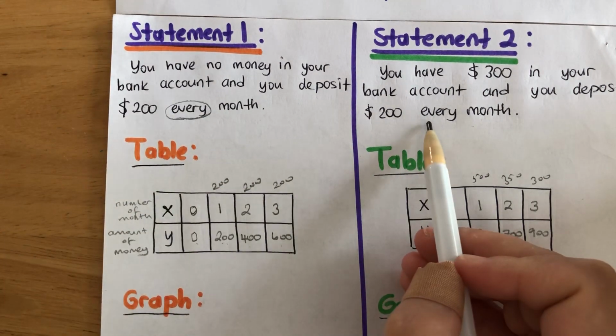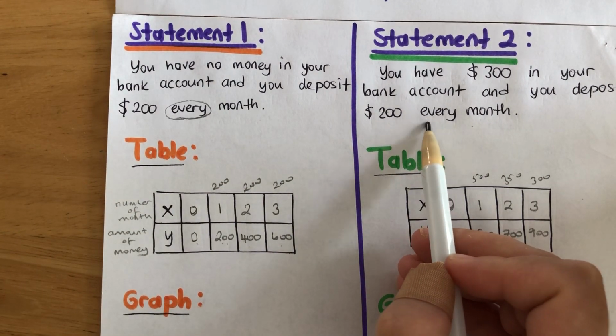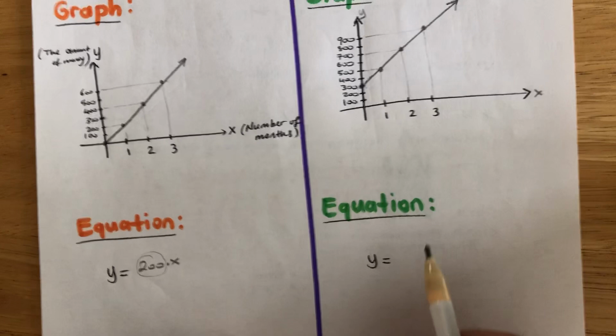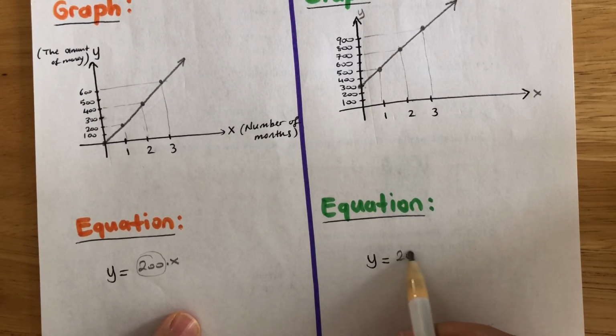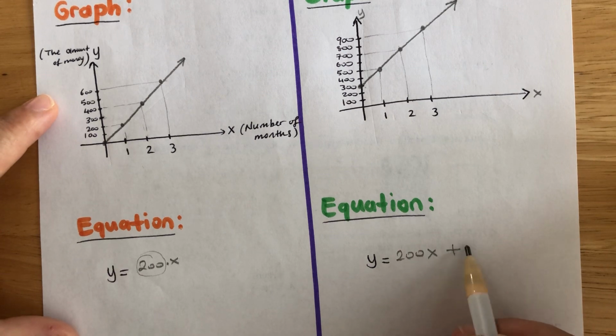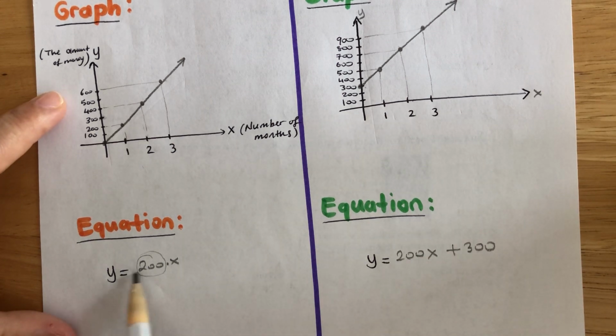Here again, we have the same situation. Every month we deposit $200, which means my equation should be like y equals 200x, but at the beginning I have $300 here, right? So I will add this one here, which means it's not a proportional relationship. Proportional, y equals 200 times x, and not proportional, y equals 200x plus 300.